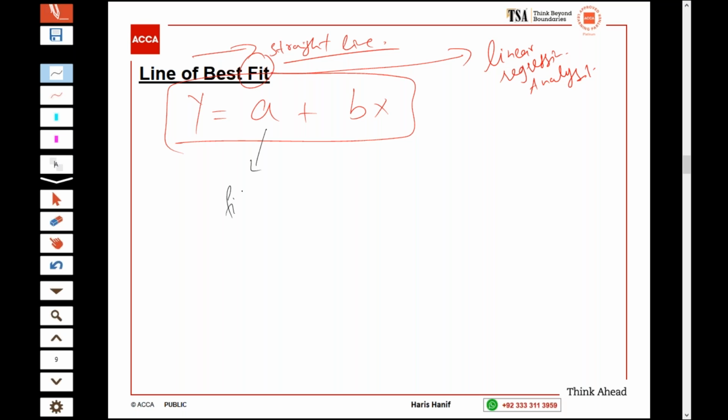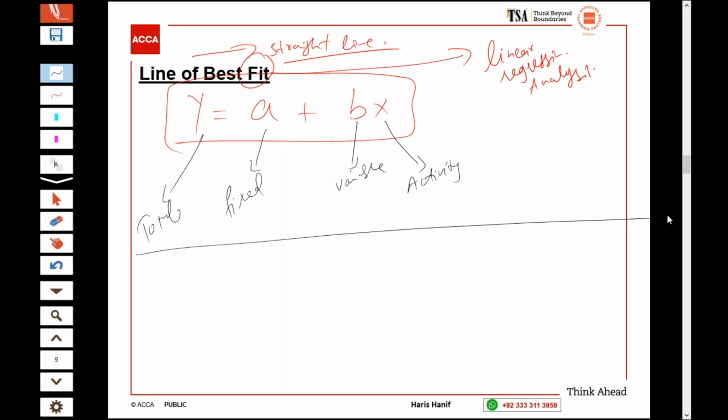Now what is this? A shows the fixed portion, x shows the activity, b shows the variable portion, and y shows the total amount. Now there are separate formulas.